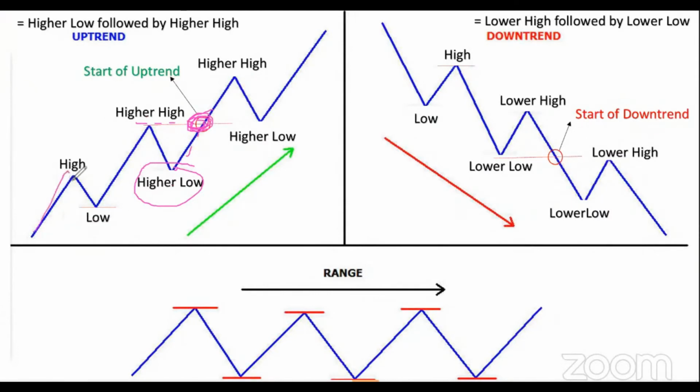So umakyat siya, creates a high. Goes down, creates a low. Goes up again, it goes higher than the previous one, meron kang higher high. Bumaba ng konti, tapos umakyat, meron kang higher low. Now, once the market breaks that previous high, then you now have a higher low followed by a higher high. That would be an uptrend.